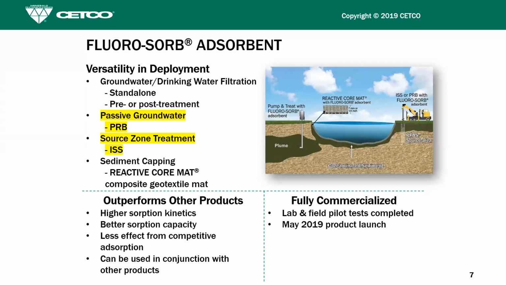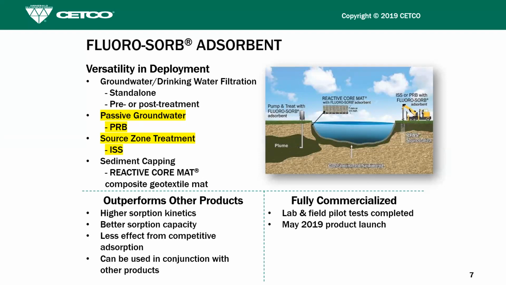We won't touch on it here today, but I'd be remiss if I didn't mention another deployment methodology, and that is for sediment capping, and it's also being used in stormwater remediation. That's deployment of the Fluoro-Sorb product in what's called a reactive core mat, which is 2 needle punch geotextile fabrics that hold in place a known quantity of the active media. So we've got 5 large projects going on as we speak, capping and treating stormwater.